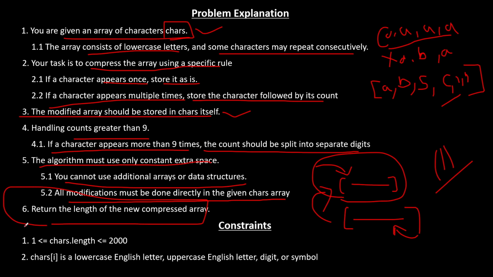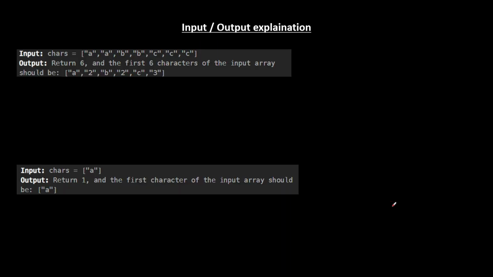Now what are the constraints of the problem? The chars length could be from 1 to 2000, and chars[i] is a lowercase English letter, uppercase English letter, digit or symbol. Now let's move to the next slide. Let's understand the input and output of the problem.